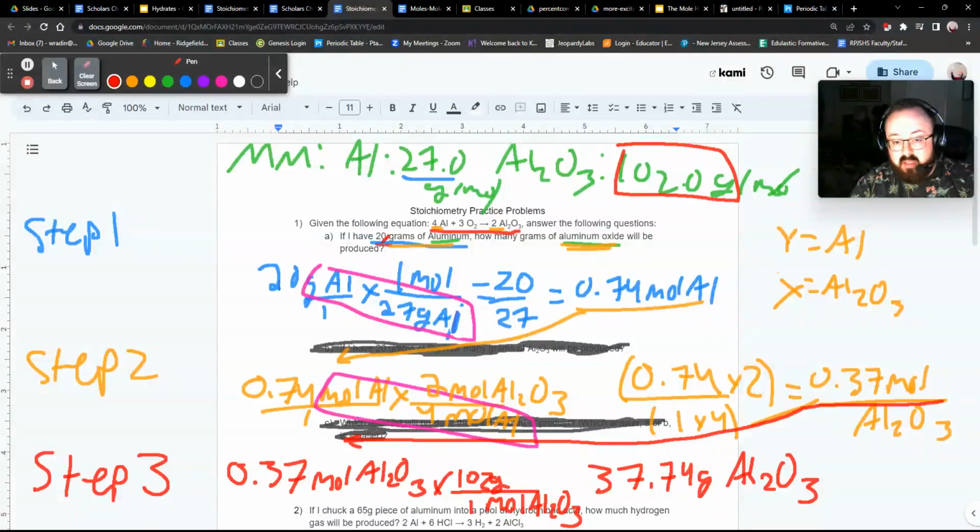Now, it would make sense. This is a synthesis reaction, where you're putting 2 things together. You're going to get a bigger thing. But that's not true for some reactions, like a double replacement or a single replacement reaction. That's not necessarily true, or for a combustion reaction, for example. There's our final answer, and here's our 3 steps to do this.